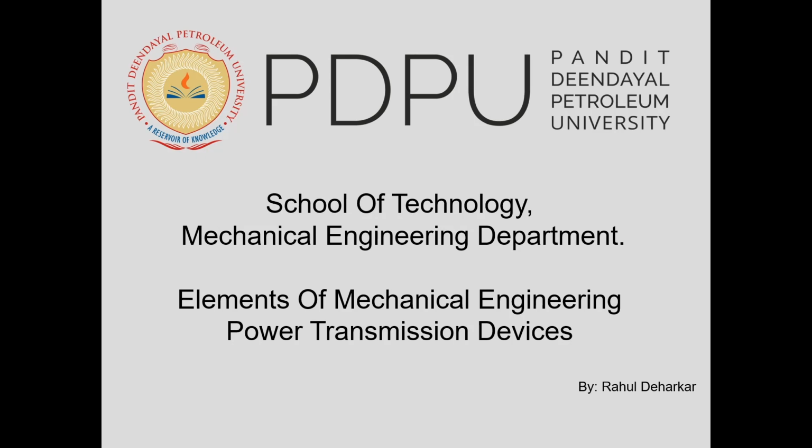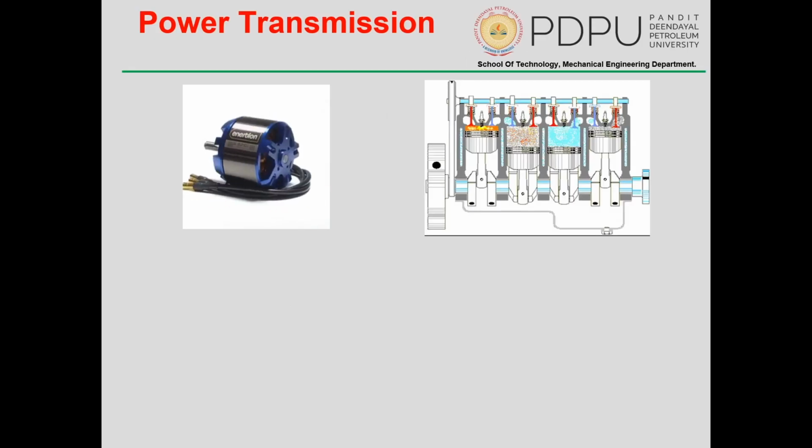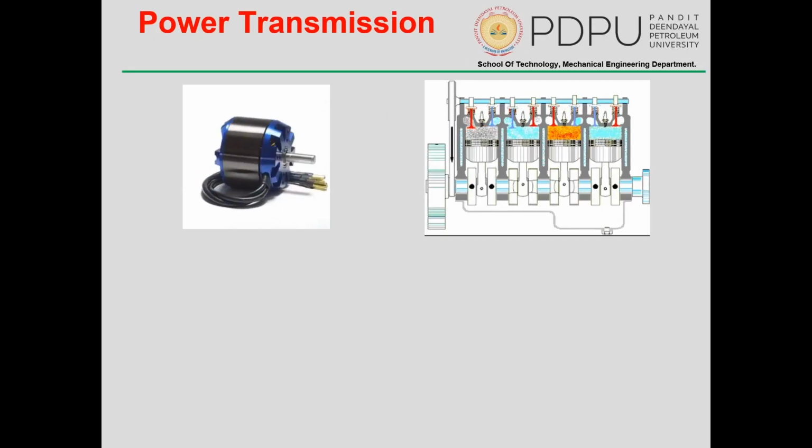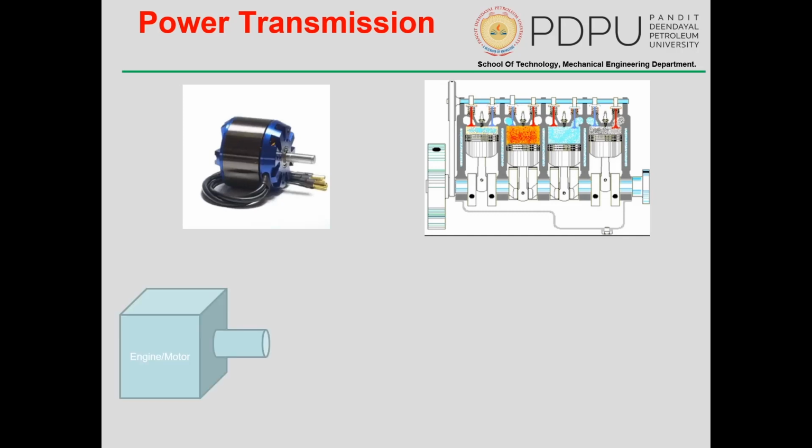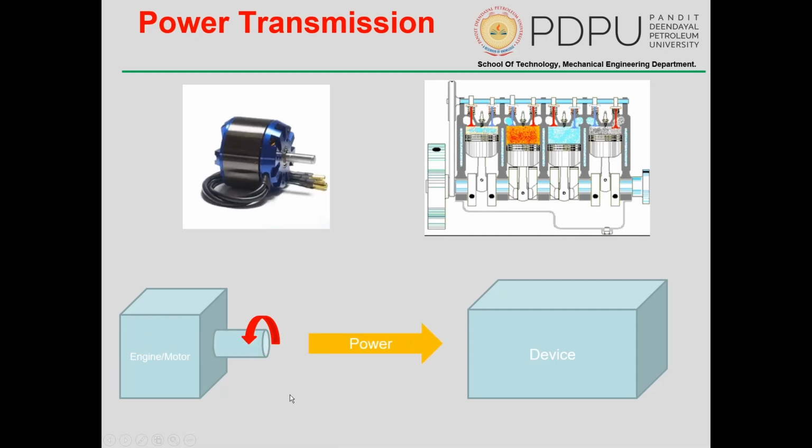Today we'll be talking about power transmission devices. We are aware of electric motors and IC engines, and these IC engines and electric motors are the major source of power. Today's topic of discussion is how to transmit this power via several channels to devices and how to convert that particular power into useful work.